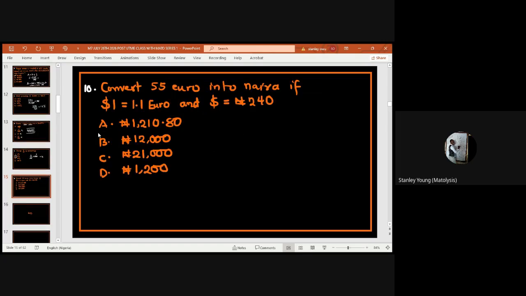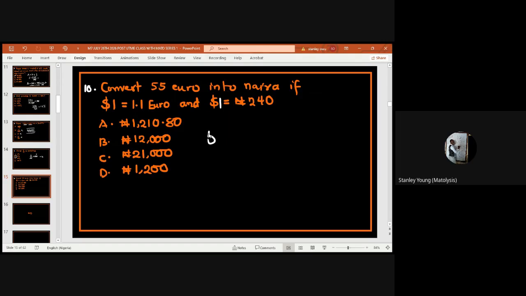And the last question for today is on conversion. We were given 55 euro and you are to convert it to Naira. The conversion, $1 is equal to 1.1 euro. And the same $1, they meant to write $1 here, is equal to 240 Naira. What's our job? To convert this to Naira.